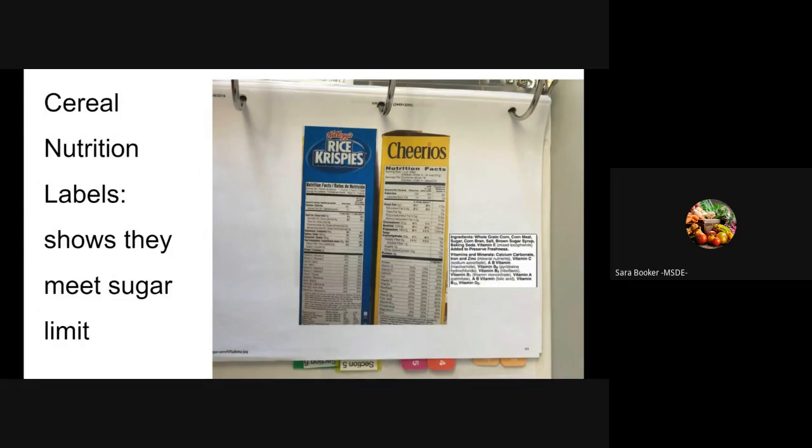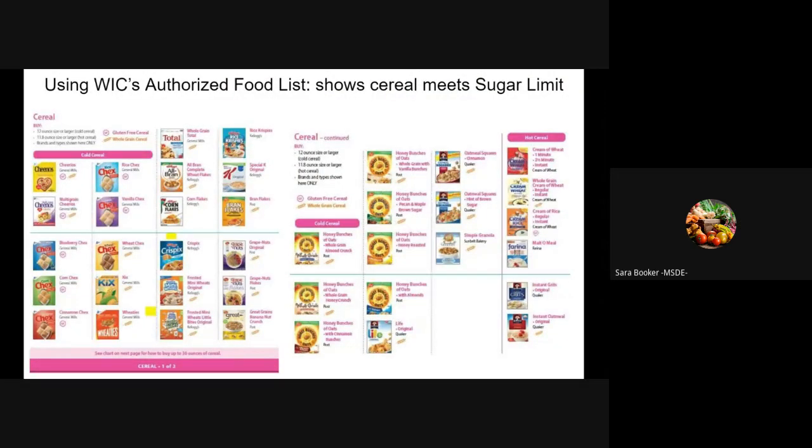You would have the product package, enough to see the brand name of the product, the nutrition fact panel, and the ingredient list. There's another way to show that your cereal meets CACFP requirements, and that's to use the WIC authorized food list. And on the screen here, you're going to see an excerpt from the Maryland authorized food list. This one in particular shows all the cereals that are available. Every cereal listed here does meet the sugar limit, but not all of them meet the whole grain rich criteria.